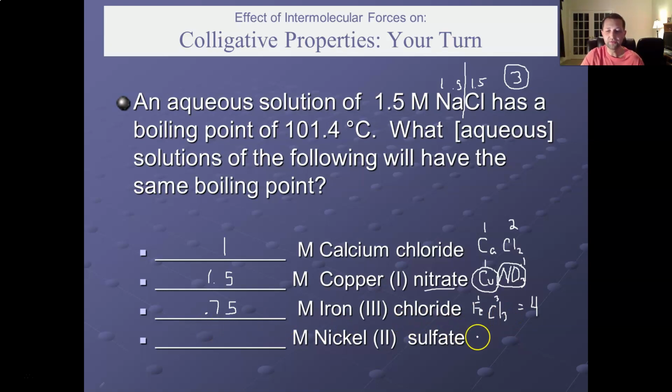Finally, nickel(II) sulfate. Nickel(II) is a +2, sulfate's a -2, so you have NiSO4. The nickel is 1 dissolved particle, the sulfate is another one, so you have 2 dissolved particles. It's the same as copper nitrate, it's the same as NaCl. You need a 1.5 molar solution. 1.5 times 2 dissolved particles gives you 3.